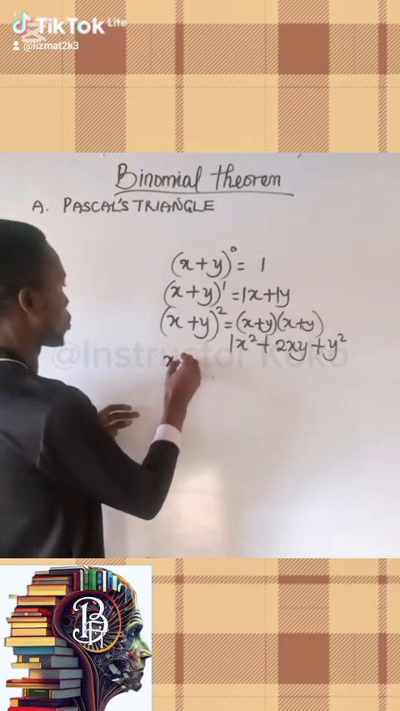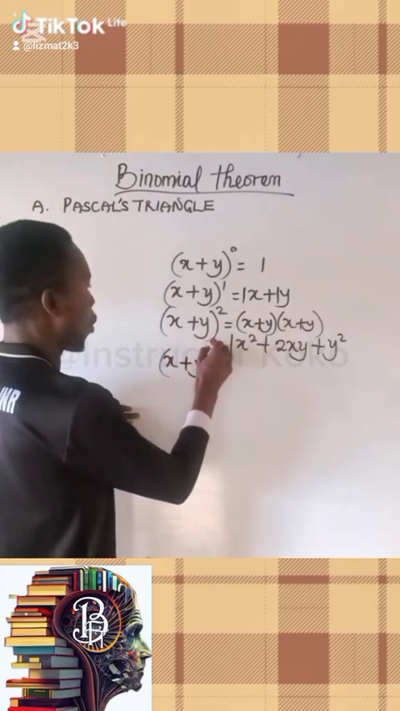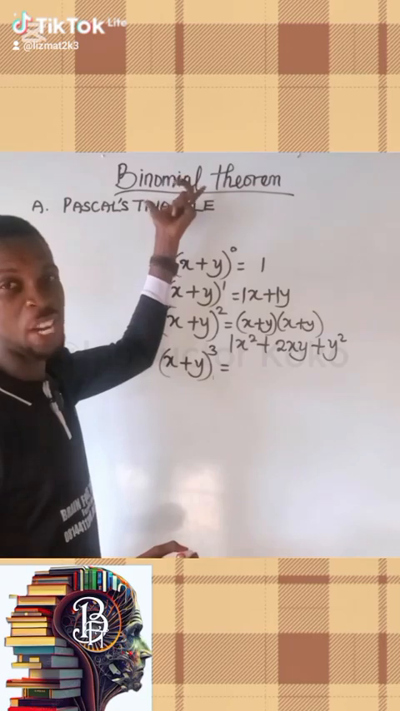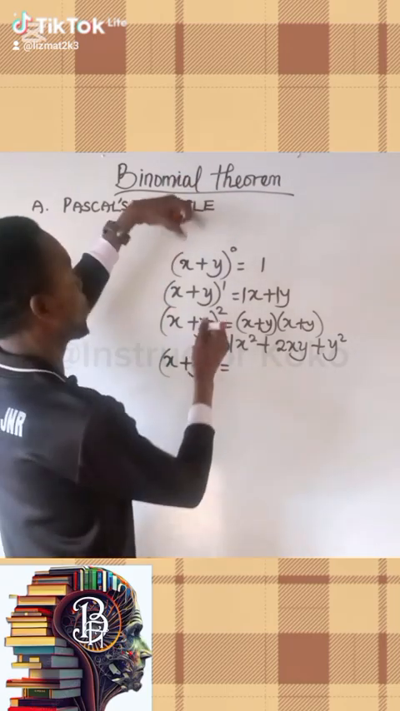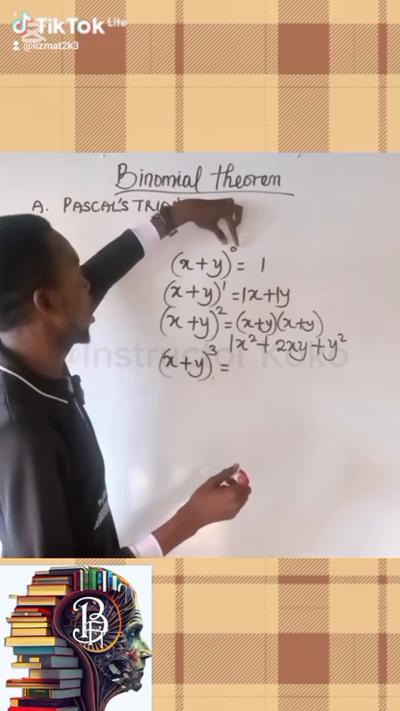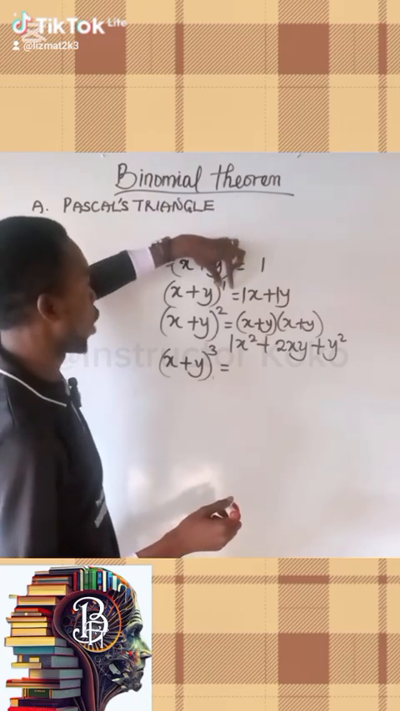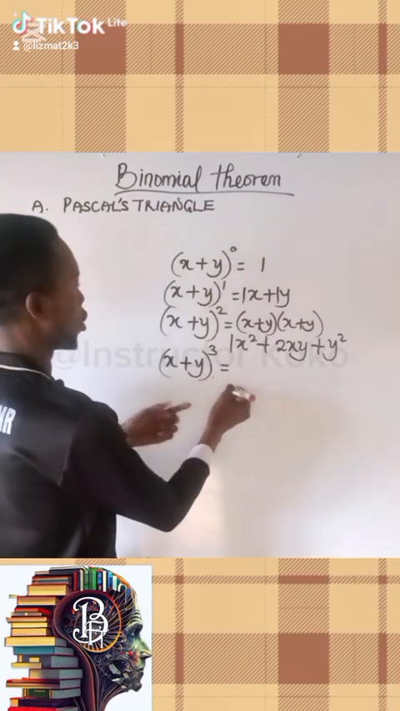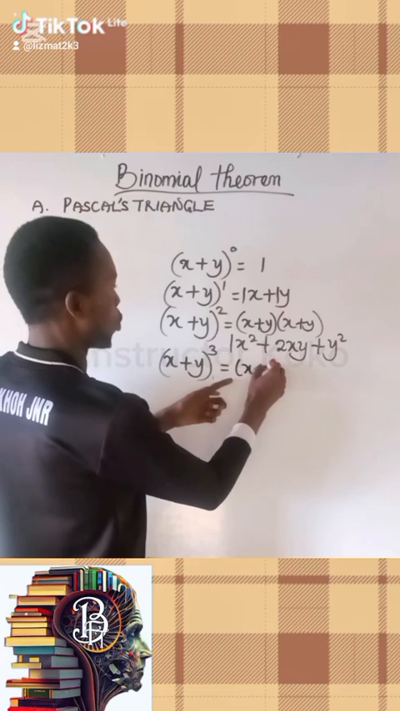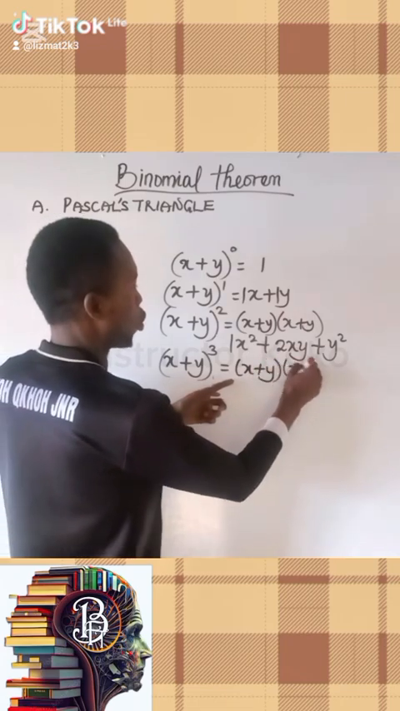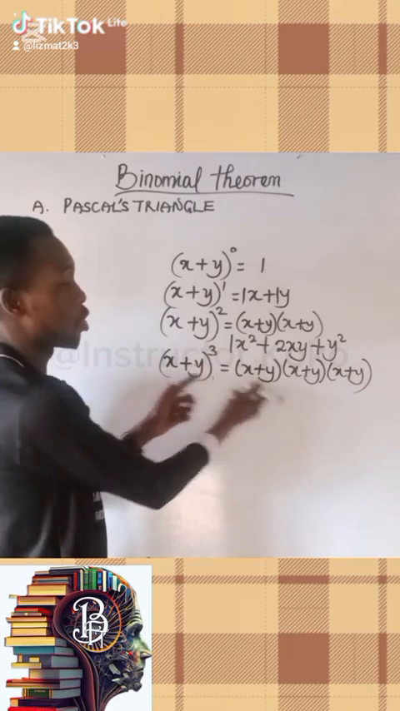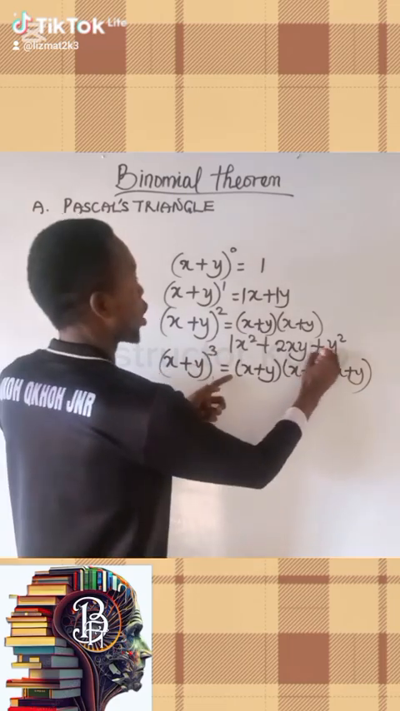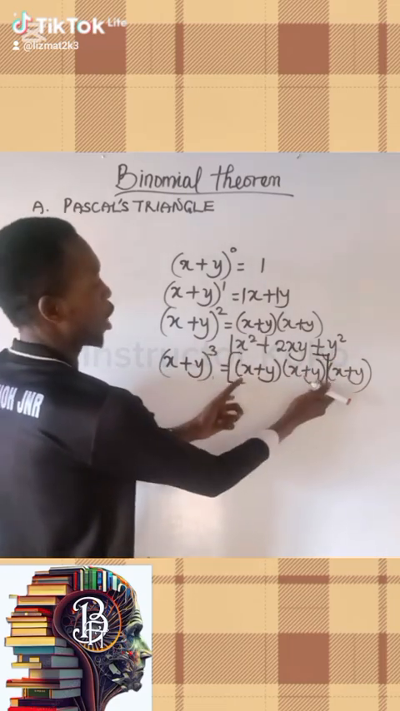Okay, let us increase this problem a bit. We have x plus y raised to power 3. Don't forget we are looking at binomial. And binomial simply means two terms in the bracket raised to a certain power. So here the power is 0, 1, 2, 3. So here, this also means x plus y, and what? x plus y. It means x plus y in 3 places. Of course, x plus y and x plus y.